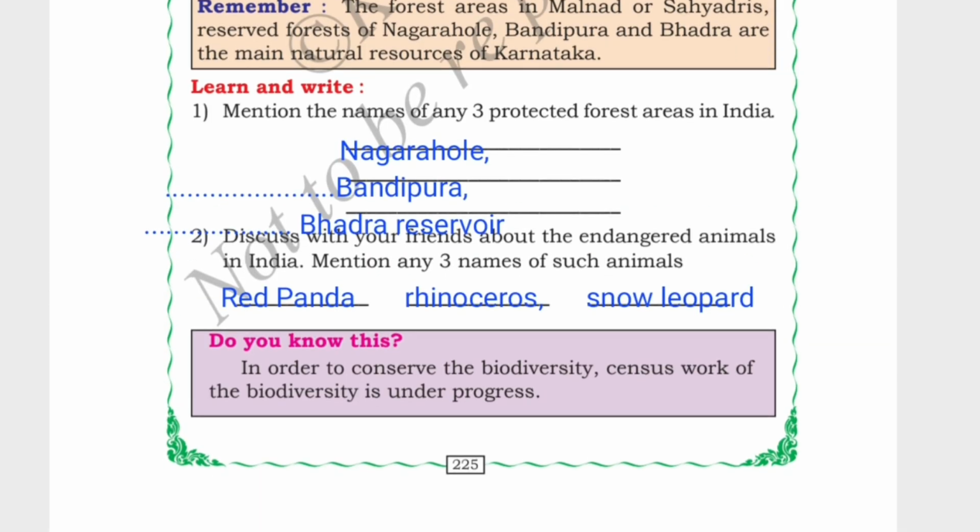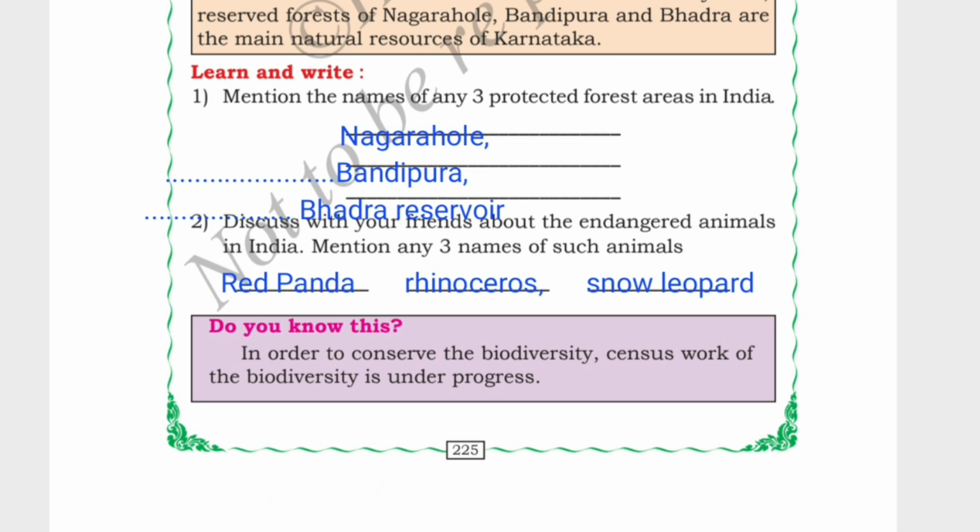Mention the names of any 3 protected forest area in India. Nagarhole, Bandipur, Bhadra Reservoir. Now next question. Discuss with your friends about endangered animals in India. Mention any 3 such animals. Red panda, rhinoceros and snow leopard. These all are endangered animals.